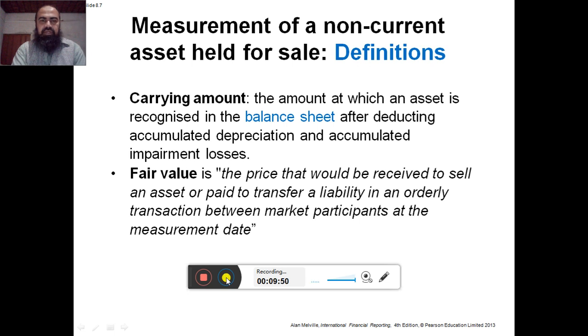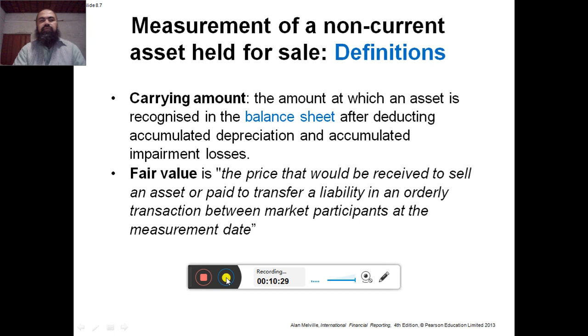Net book value is the value at which an asset is reported at the balance sheet date or any other date, at cost less accumulated depreciation and accumulated impairment losses. So carrying amount is the most important concept. Now we come to the next definition, that is fair value. Fair value is a price that would be received to sell an asset or paid to transfer a liability in an orderly transaction between market participants at the measurement date.